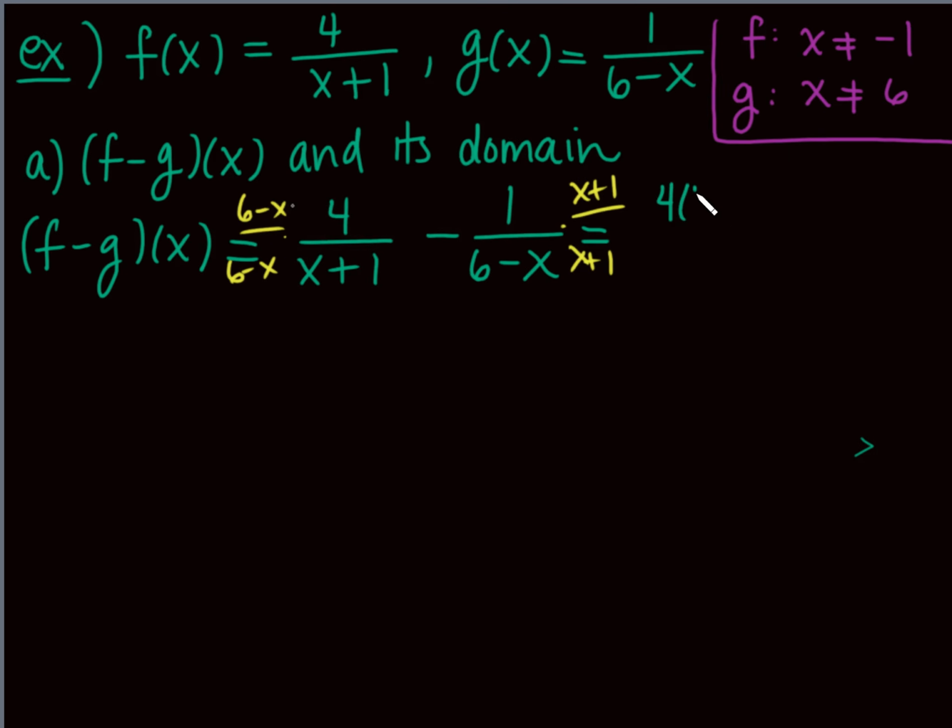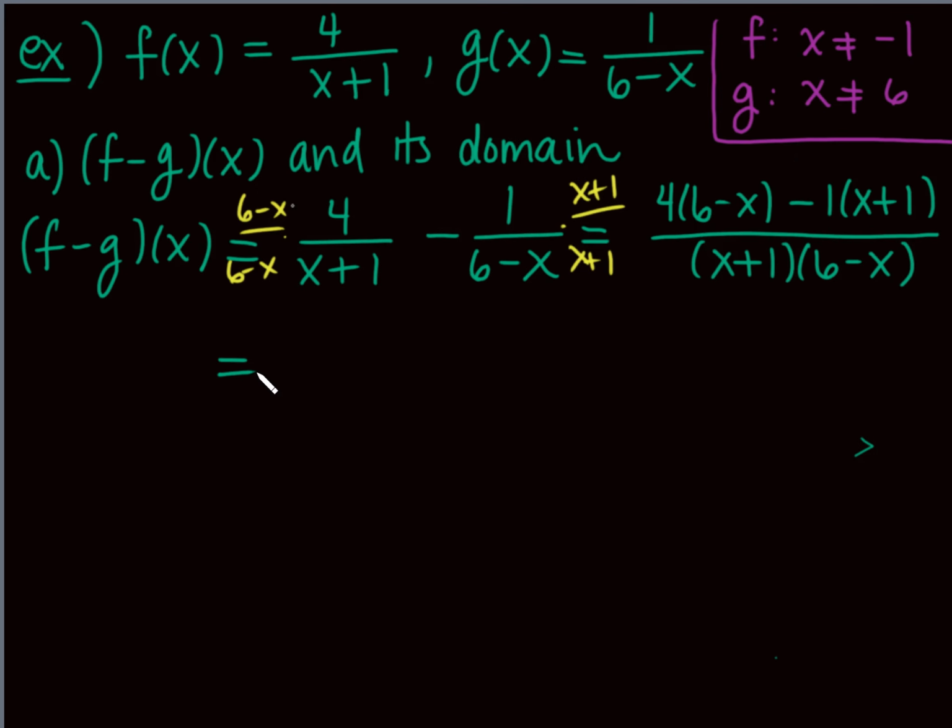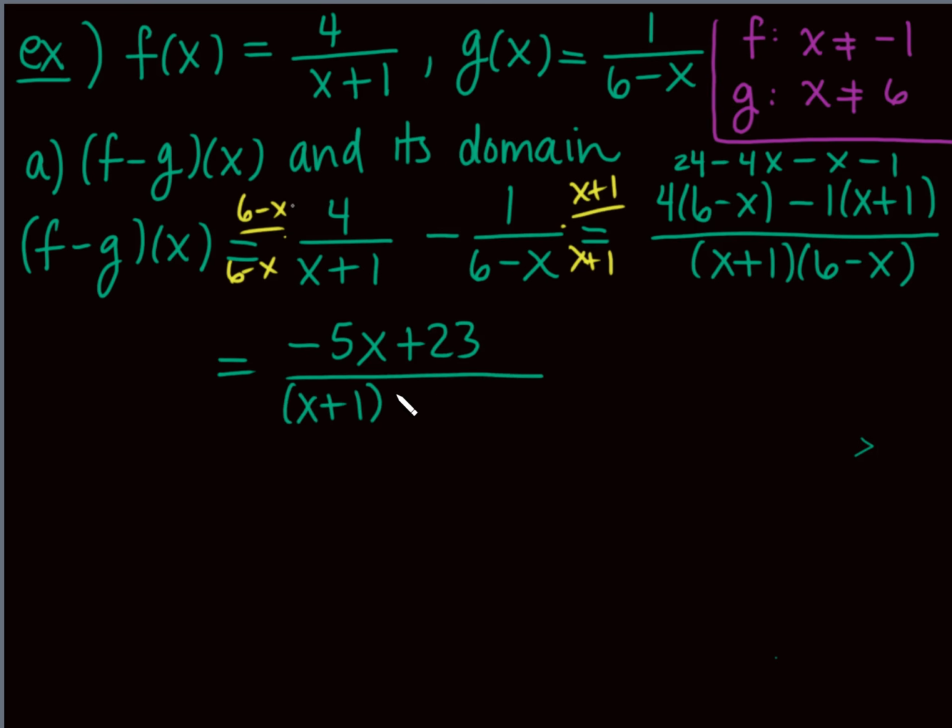I'm going to get 4 times 6 minus x, minus 1 times x plus 1, all over, and I'm just going to leave that denominator as is. I'm not going to FOIL that out. And so what's my final answer here? Well, I would have 24 minus 4x minus 1 minus 1, right? So it looks like I have negative 5x plus 23 all over x plus 1 times 6 minus x.